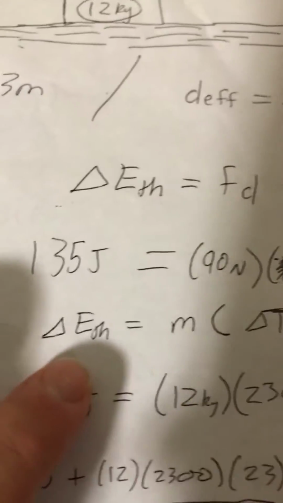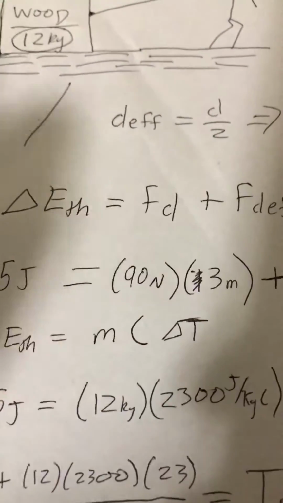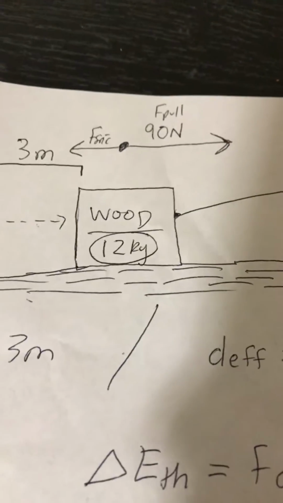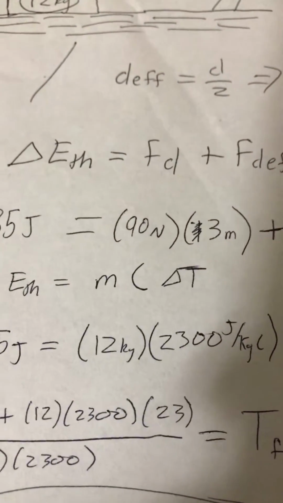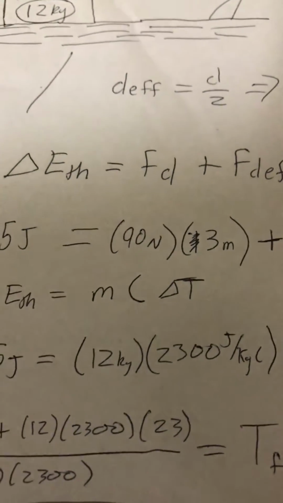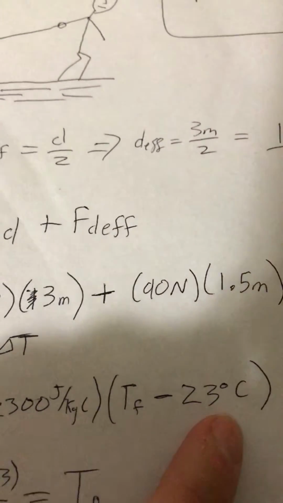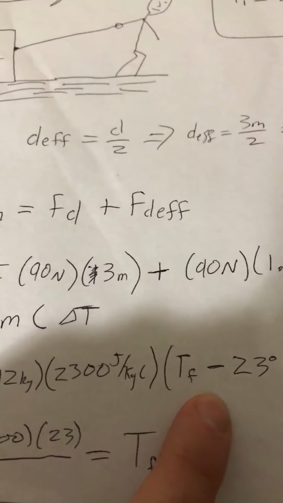We then also know that the change in thermal energy is equal to the mass times the specific heat times the change in temperature. So we know that our mass of the box is 12 kilograms, and we also know the specific heat of the wood that the box is made out of. So we have both of those, and then we also know our initial temperature, so we can say that the change in temperature is the final temperature minus the initial temperature.